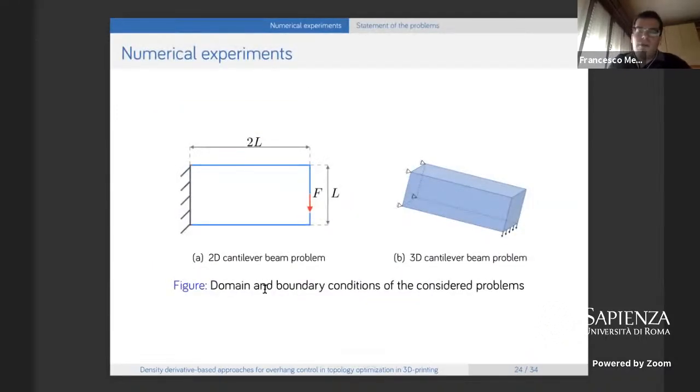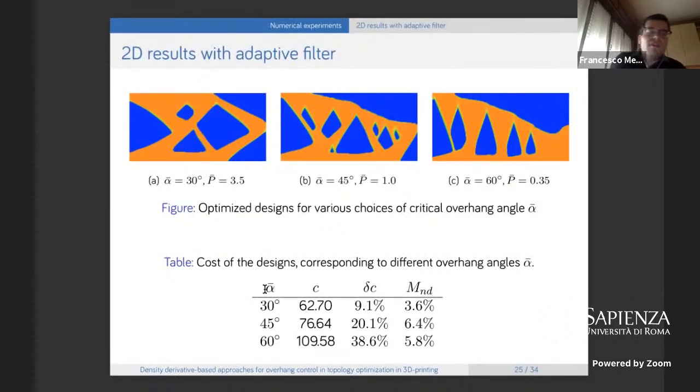Let us then pass to a few numerical experiments, and we will consider a 2D problem and a 3D problem. And these, for instance, are the results we obtain when we use the adaptive filtering technique, our implementation of the adaptive filter, for different thresholds to the overhang angle. We here have 30 degrees, 45 degrees, and 60 degrees. In all cases, we can already see that we do not have boundaries which violate the self-support condition with the prescribed angle, and we also do not have oscillating boundaries.